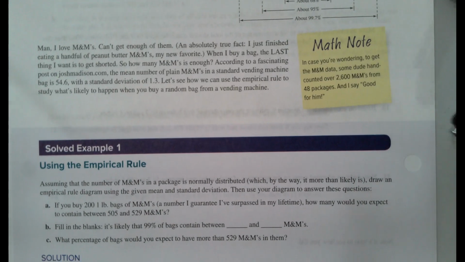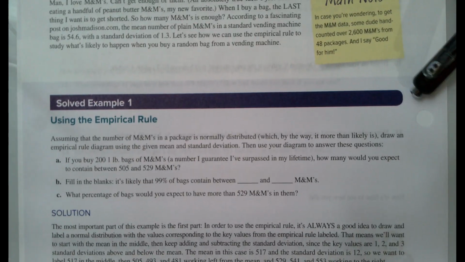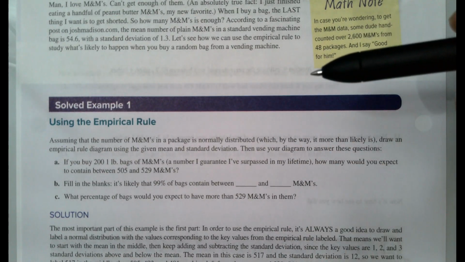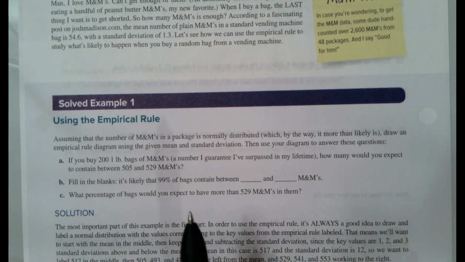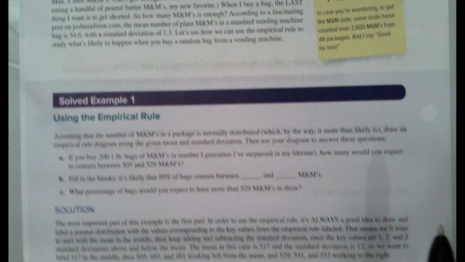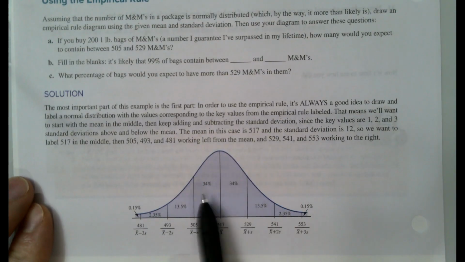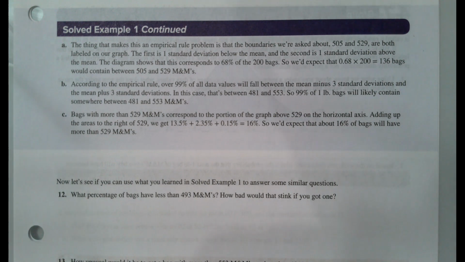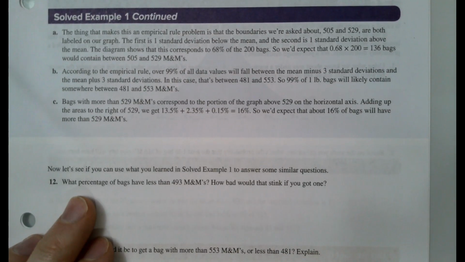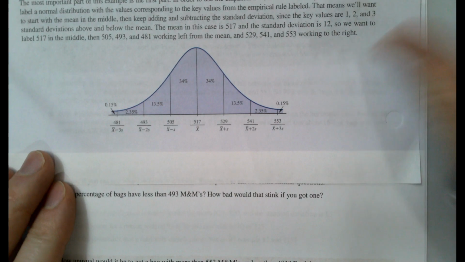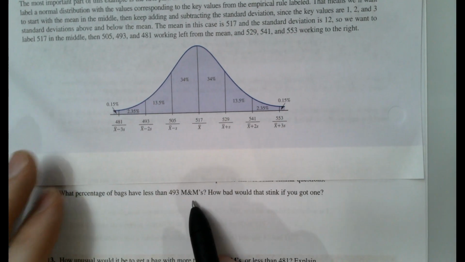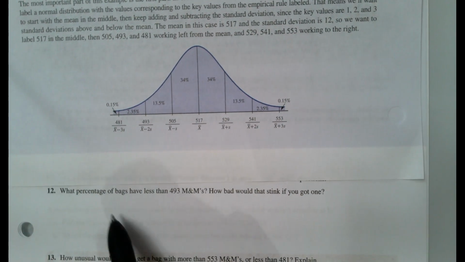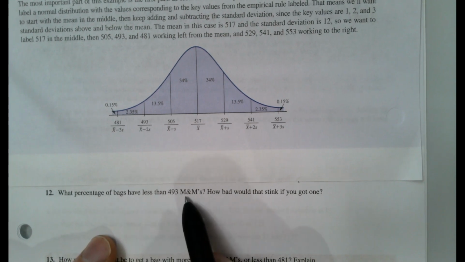Well, our author runs us through an M&M example saying that they're approximately normally distributed, and you can read through this example and look at how we put together this normal distribution. We're going to do one ourselves here on the next page. Well, actually, we're going to use his work. We're saying, hey, if our bag has less than 493 M&Ms, how likely do we think that is? What percentage of the bags have less than this?